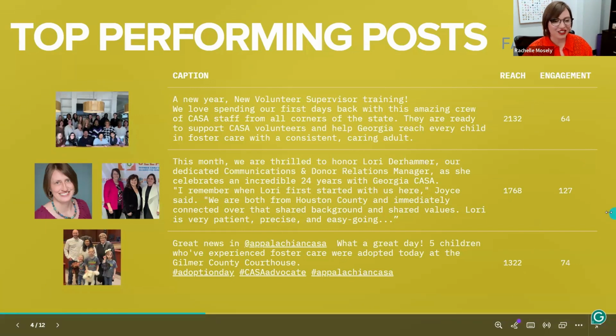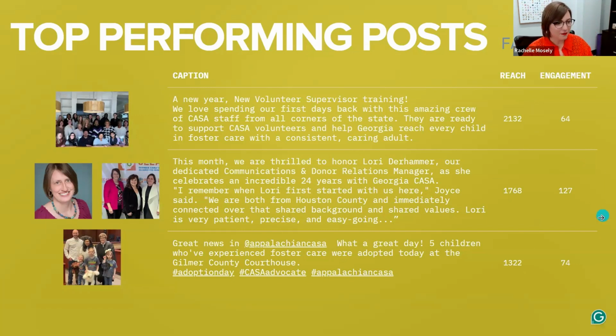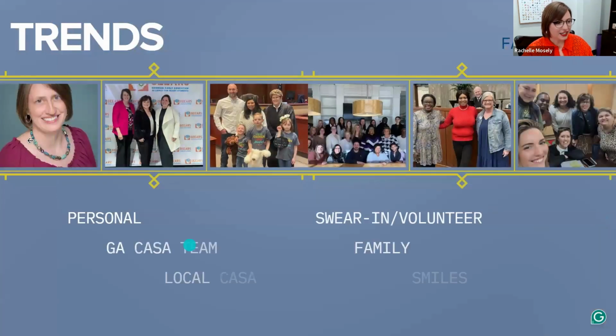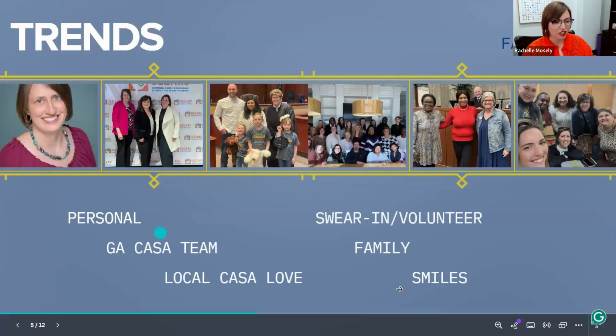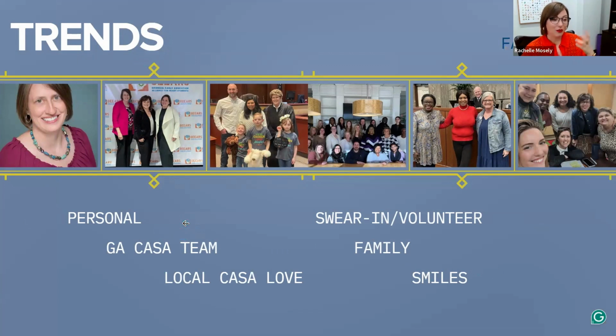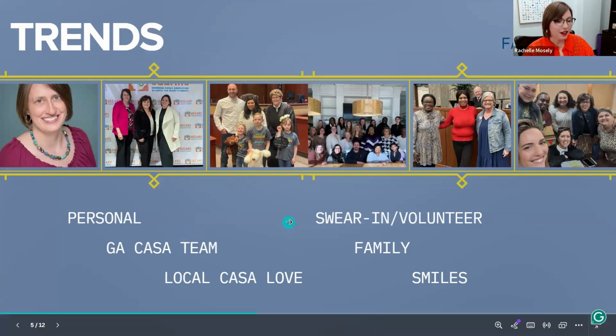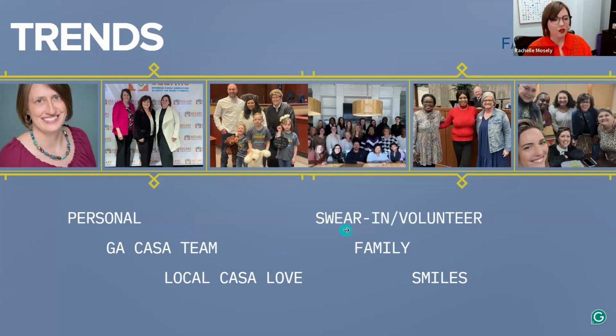So I just like to show the top 3 every month. And then here, I just look at some trends, like what are some of the things that these posts have in common? These were all of our top 6 posts here. So we see that they're personal. We're celebrating our team. We're showing some local love to our local programs here. Here's another local program here. Oftentimes we see either swear-ins or volunteer courtroom scenes that do really well.